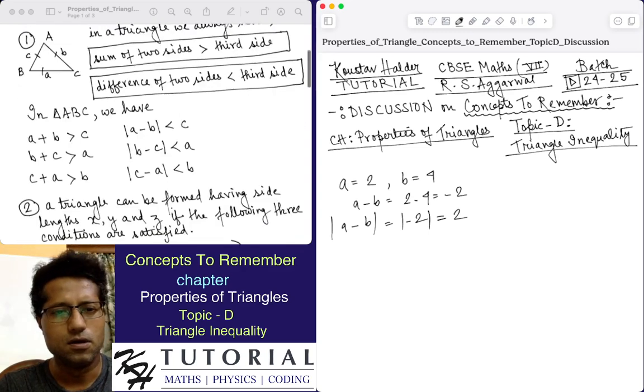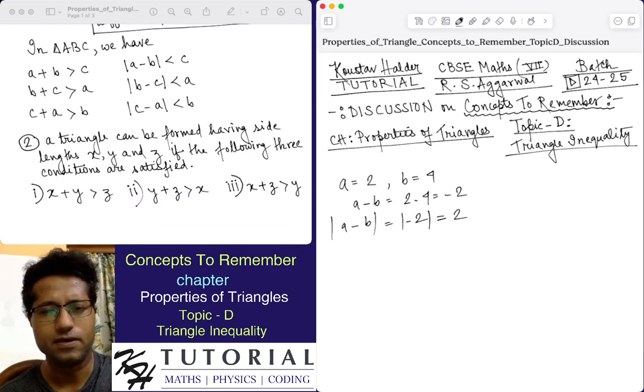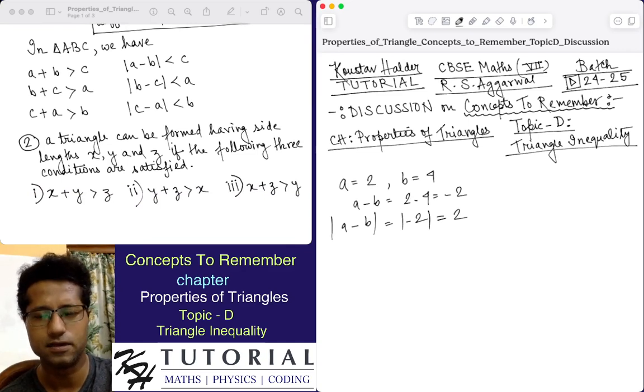Okay. Point number 2 says that a triangle can be formed having side lengths x, y, z, where x, y, z are some positive numbers, if the following three conditions are satisfied.